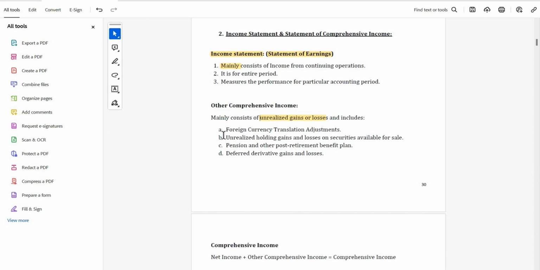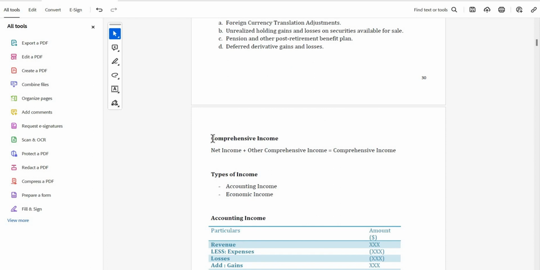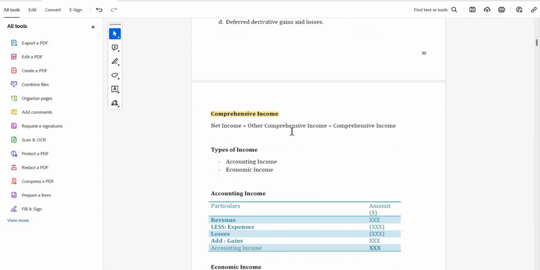And after that we will study unrealized holding gains and losses on securities available for sale, pension and other post retirement benefit plans, deferred derivative gains and losses. What do we mean by comprehensive income? Comprehensive income means net income plus other comprehensive income.